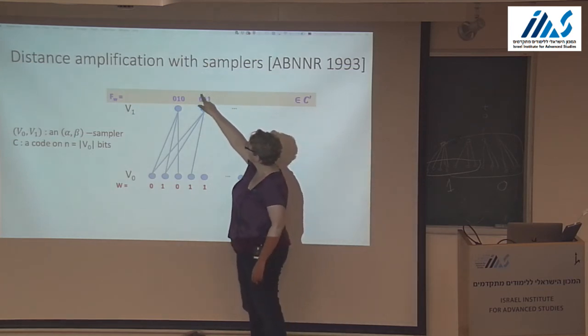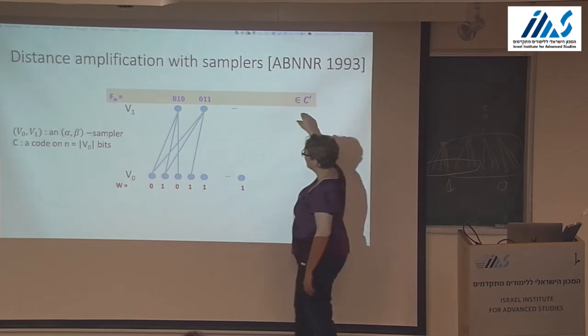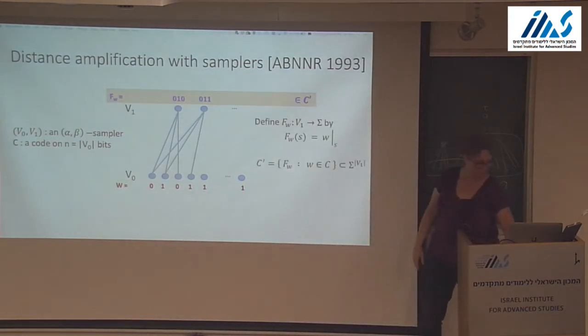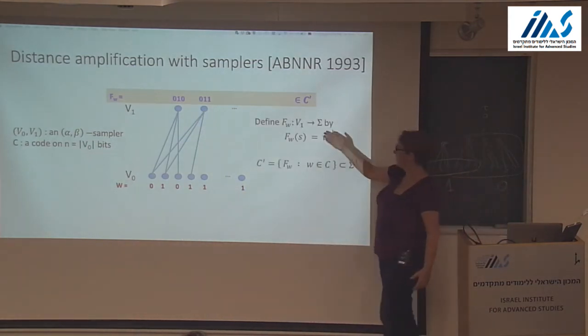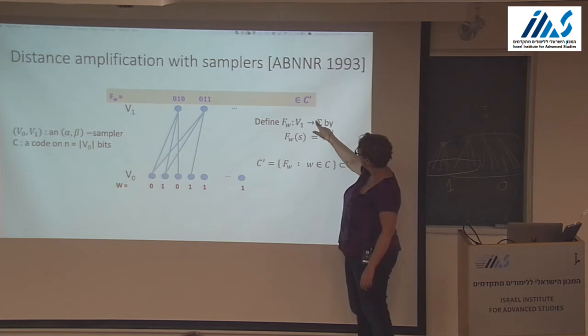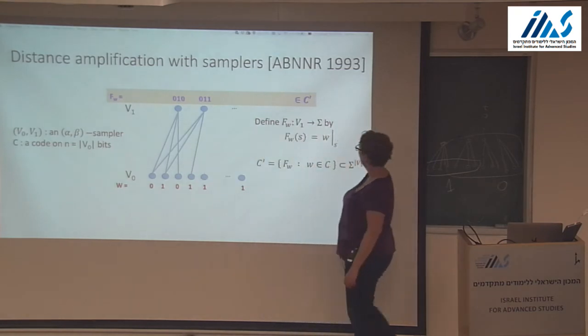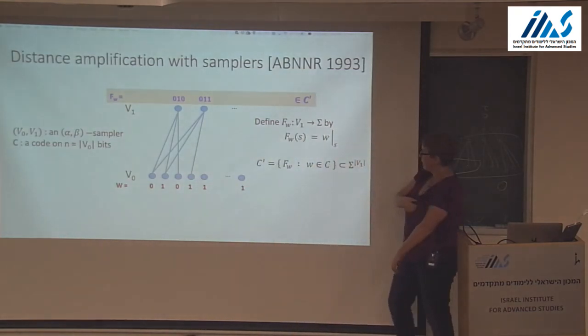It's no longer binary, so every symbol is a bit bigger. And also the length of it is V1. Call it F sub W. You can think of it as a string. The indices of the string are V1, and every element is from a bigger alphabet. So here it's {0,1}^D, if D is the number of neighbors you have. Okay, and look at C prime.